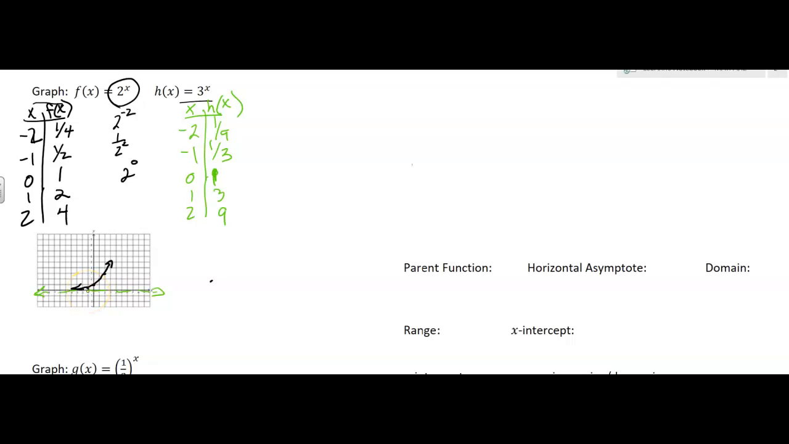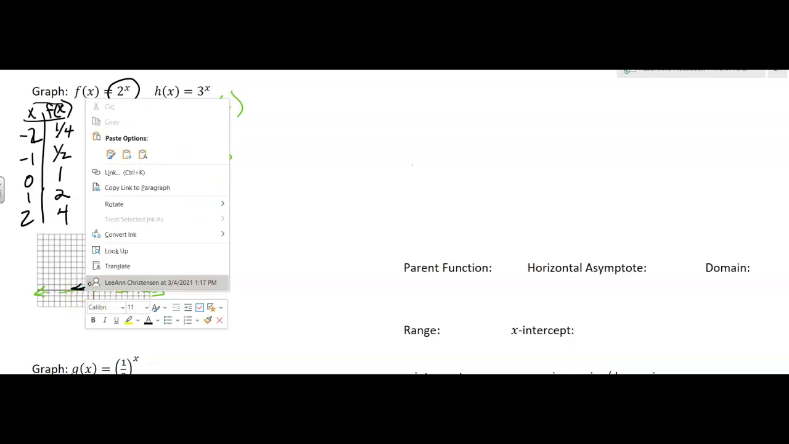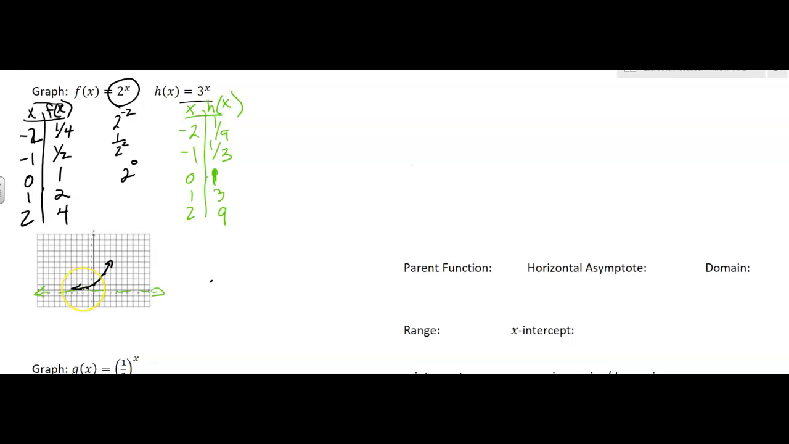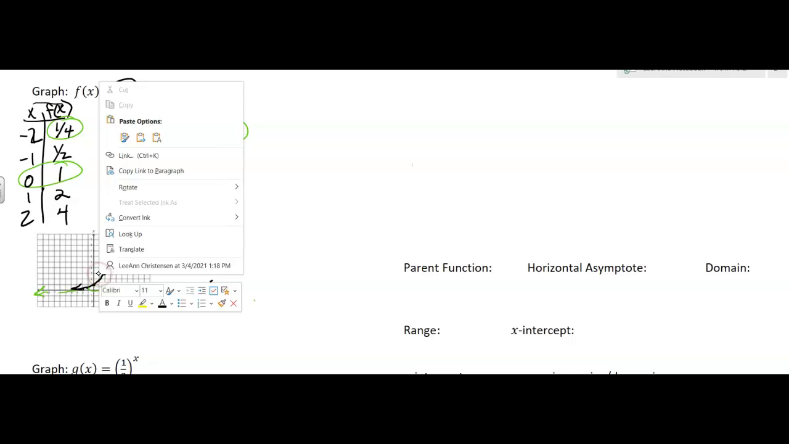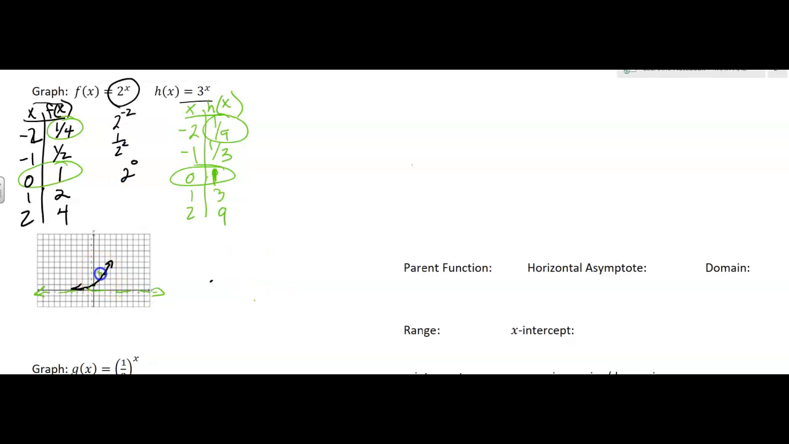So -2, 1/9, it's going to be hard for me to show this. It's under the black graph. See if I can get it in there. 1/9 is less than 1/4. And then I'm going to have 1/3. 1/3 is less than 1/2. But then at 0, 1, notice that they both go through the point 0, 1. Sorry for this graphing problem. I really wish it weren't doing this. And then I have 2, 9, so way up here.